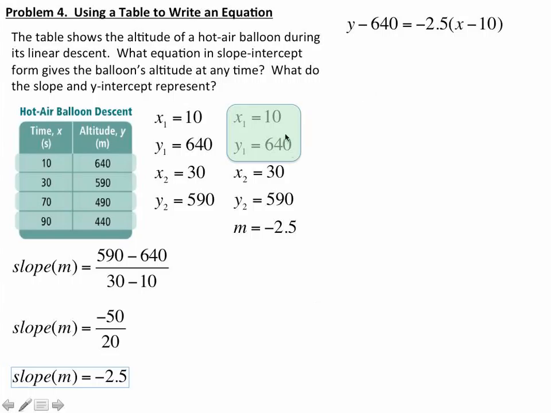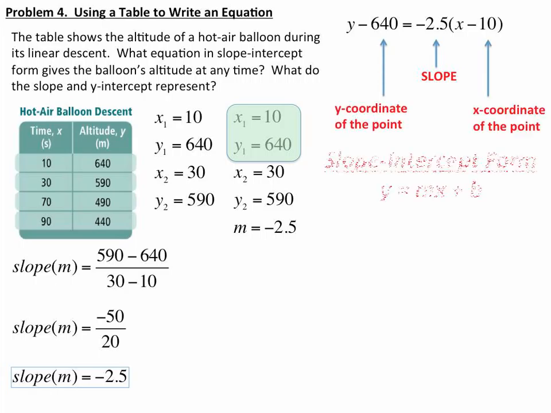So I'm just going to take that and plug it in. There's my x1, there's my y1, there's my slope. All right, so that's good to go. There's your slope, there's your x-coordinate, there's your y-coordinate, bang. But they asked me for slope-intercept. They want to know what the slope and the y-intercept represent. So if I can take this and turn it into y equals mx plus b, that would be good.